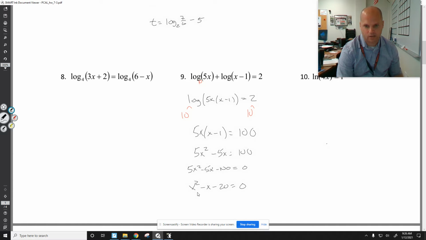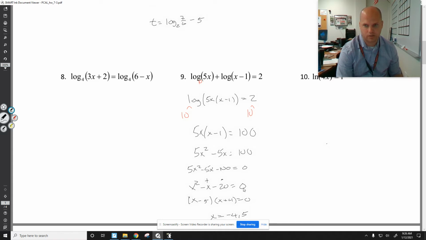Now you can factor this. Now, remember how to factor. You're looking for 2 numbers that add to get -1 and multiply to get -20. You don't have to write the cross unless you really, really want to. Those numbers are -5 and +4. You get the solutions -4 and 5.